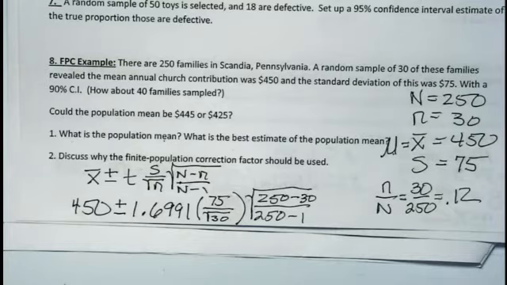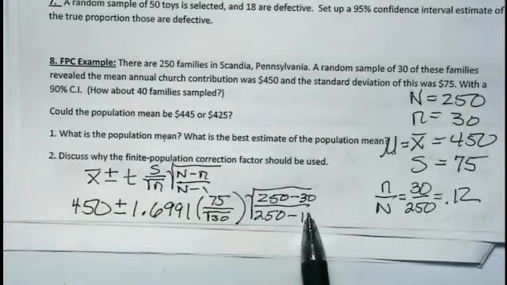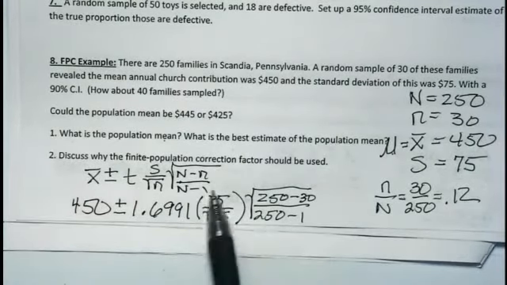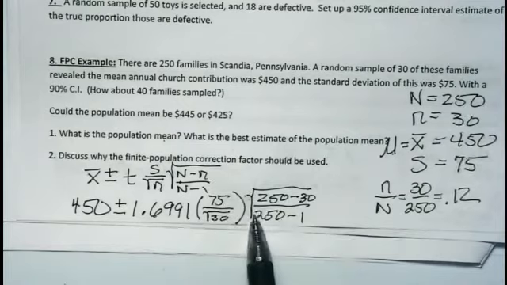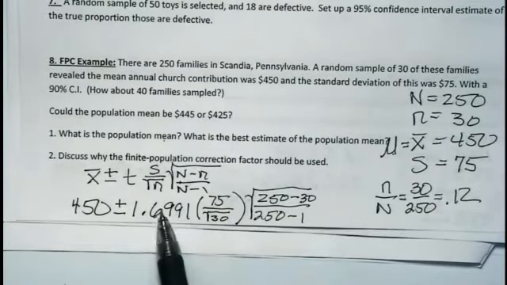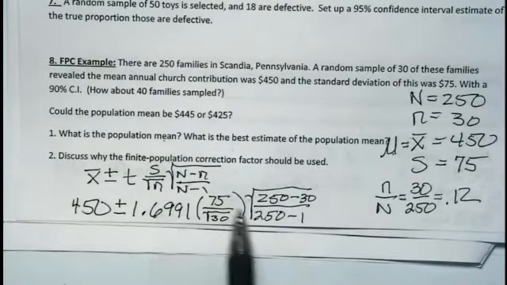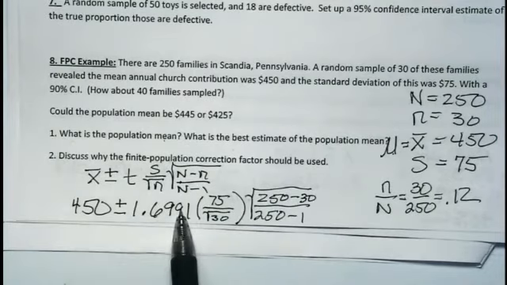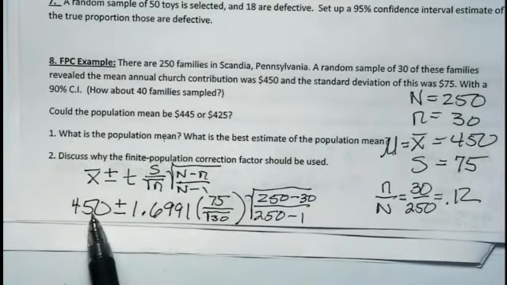I don't have the answer to the calculation, but what I recommend you do is do this calculation, write it down, do this calculation, write it down, then multiply all three of those. Then you will add it to 450, and then you will subtract it from 450. So there's a quick explanation of where to use the FPC, finite correction factor.